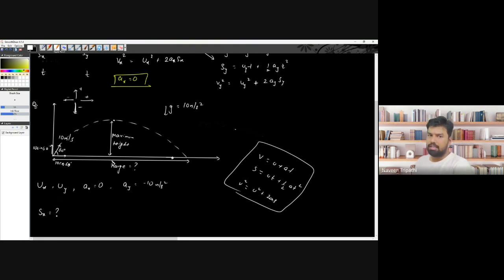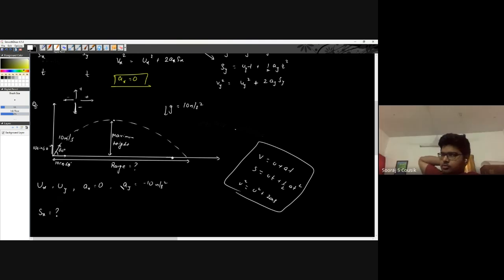And for maximum height, I'll do something. Now I can clearly see that maximum height is when the particle is midway, meaning the particle's half journey is completed. From the perspective of the y-axis, there is an acceleration, so I cannot write v is equal to s by t. But what if you look from the x-axis perspective? The x-axis does not have acceleration. Its acceleration is 0.